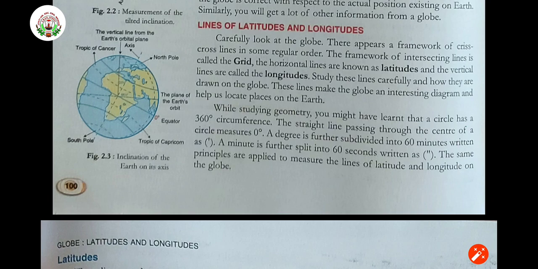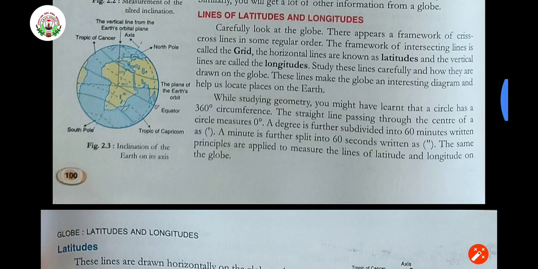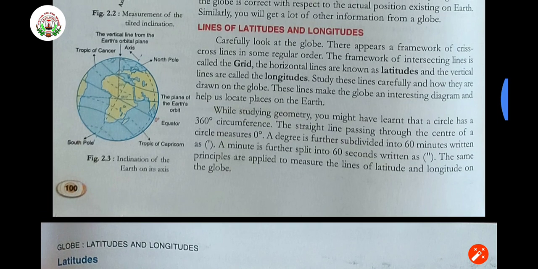See the diagram 2.3, inclination of the earth on its axis. See, vertical lines from the earth's orbital plane, here Tropic of Cancer and Tropic of Capricorn. Near the equator you are going to see, in the north side it is Tropic of Cancer, in the south side it is Tropic of Capricorn, right? North Pole in the north side, South Pole in the southern side.